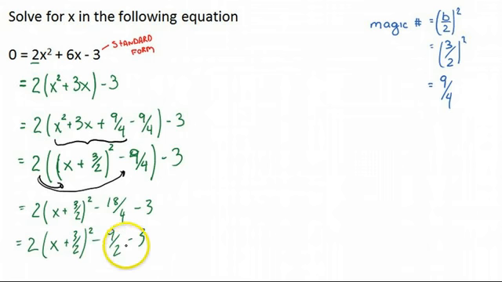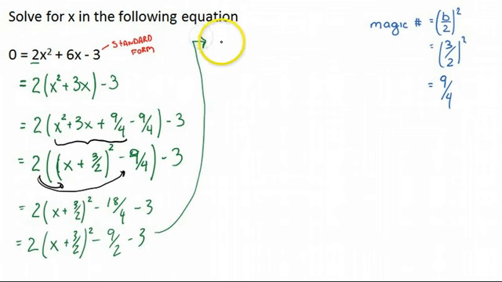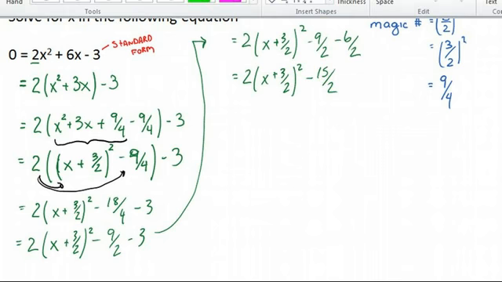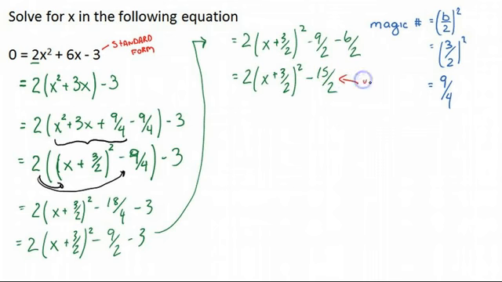And now I'm going to add the 9 over 2 minus 3, so I have to get a common denominator. So I get 9 over 2 minus 6 over 2. And that's 2 times x plus 3 over 2 squared minus 15 over 2. And now I am in vertex form. Perfect.